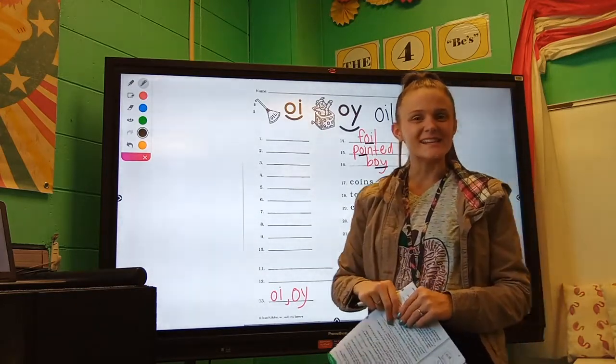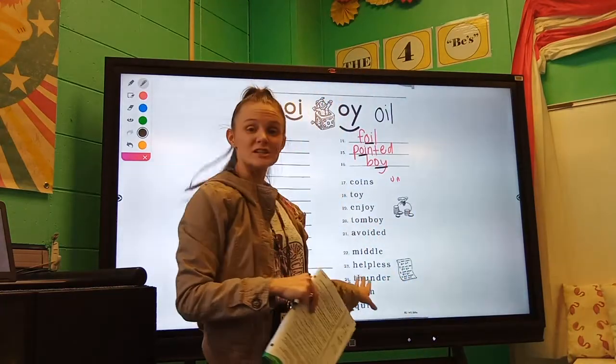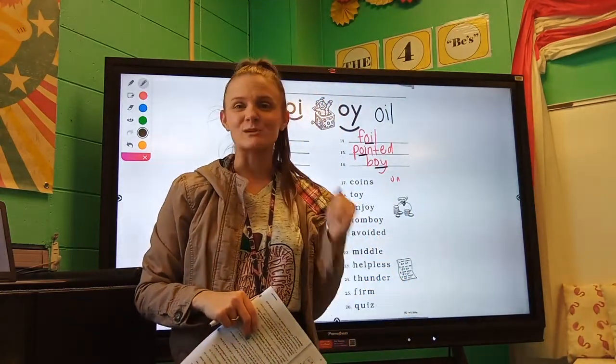Excellent job today, friends. I want you to try coding the words on this worksheet on your own and then flip to the back and do some reading practice.